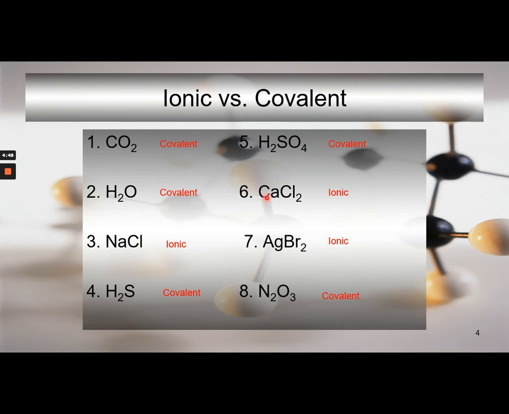Calcium is in group 2, it's a metal. Chlorine is group 17, so it's a nonmetal, so it's ionic. Silver is a transition metal. Bromine is a group 17 nonmetal, so it's ionic. Nitrogen is a nonmetal in group 15, and oxygen is a nonmetal in group 16, so it's covalent.